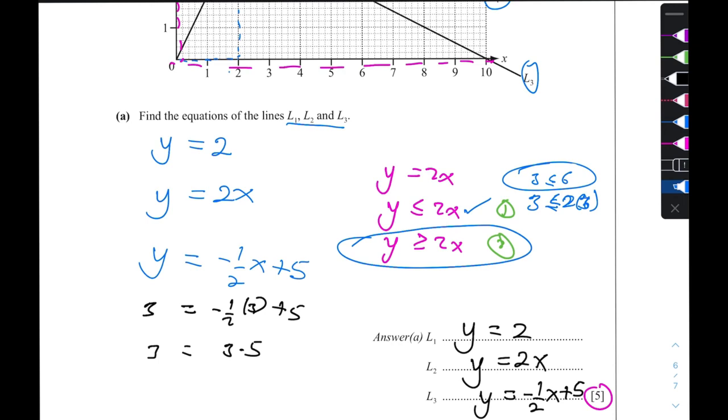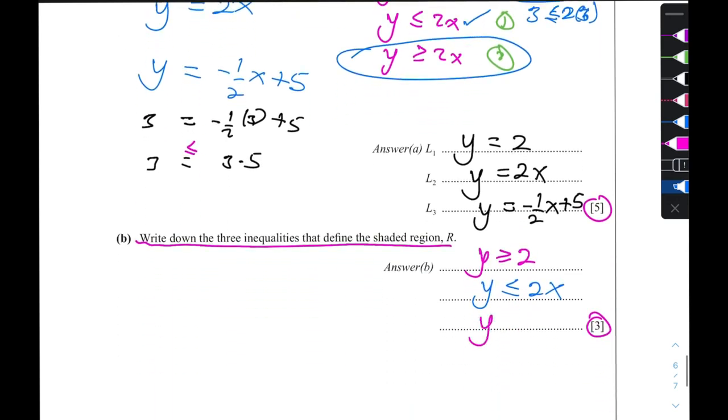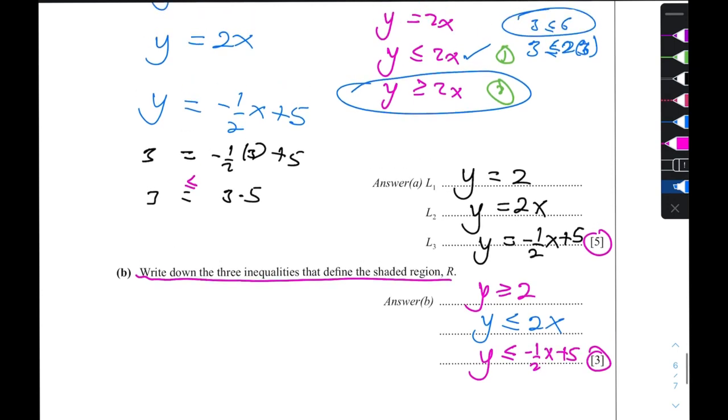So that means that basically your inequality should be this to make sense, because 3 cannot be equal to 3.5, right? It is actually less or equal to. So that is the inequality that you are going to use, that y is less or equal to negative half x plus 5. And that gives you your extra 3 marks. Okay, let's move on.